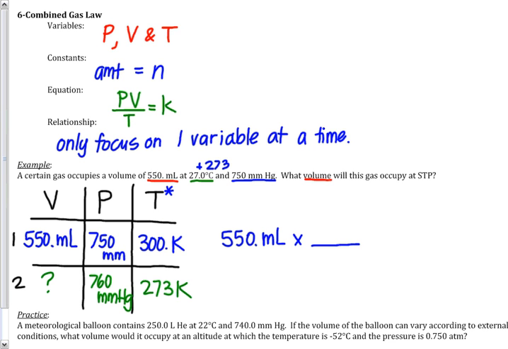Now remember your relationships. If P goes up, V must go down. That's what Boyle's law states. So we want to multiply by a fraction that would make this number go down. The fraction we're going to use, we're going to put the small number on top, 750 over 760. That will make the volume go down. Now that you've dealt with the pressure, you can ignore pressure and move on to temperature.